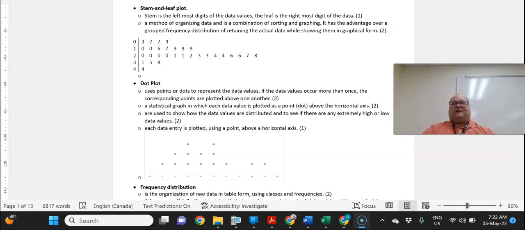Today in this session we're going to be looking at several ways to display data. The first two of these are useful for relatively small data sets and do the job of preserving all of the original data, which is relatively unique amongst our data presentation methods. They are the stem and leaf plot and the dot plot.